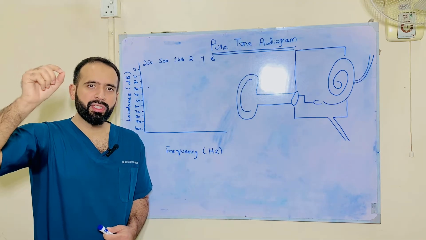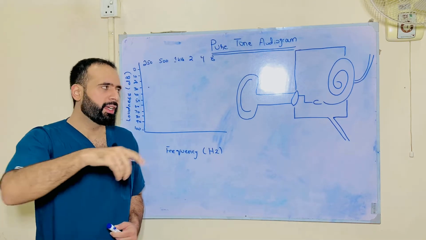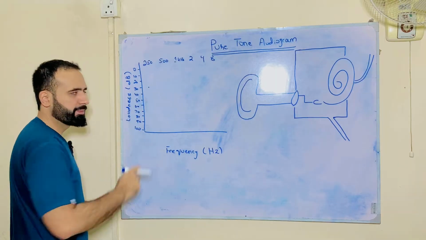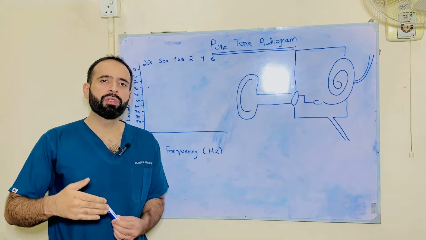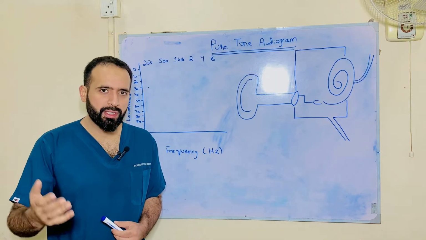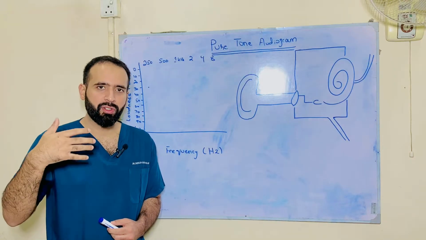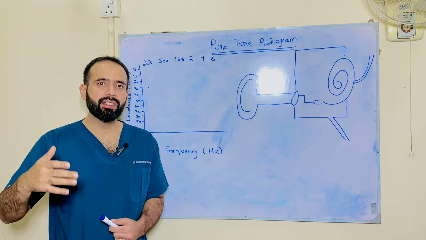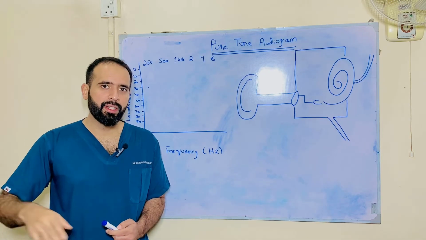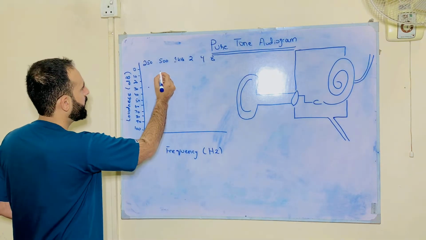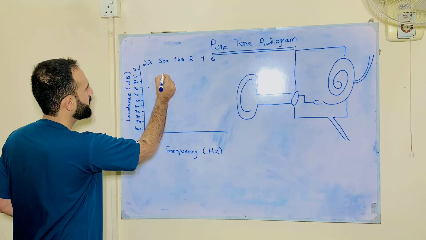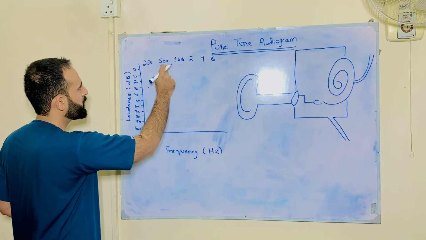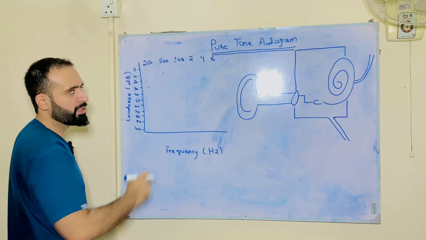The loudness at which the patient hears that frequency, that is where I will make a point. Then I will move on to the next frequency, which is 500 Hertz. Again, I will start off with 10 decibels. I'll ask the patient, did he hear the sound at 10 decibels? If the patient says yes, I'm going to mark a point at 10 decibels, indicating that the patient has heard 500 Hertz at 10 decibels.